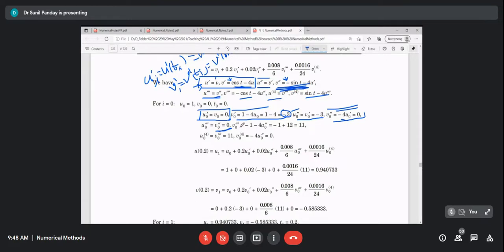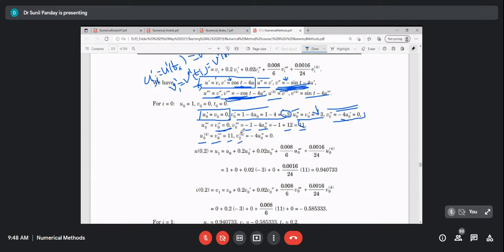Now v naught triple dash is actually equal to this one, and then we substitute here t equal to 0, so you will get a cos of 0 minus 1 minus 4 of u double dash 0, and u double dash of 0 equal to minus 3, so minus 4 into minus 3 plus 12, and finally 11. And then the u fourth derivative at 0 equals v naught triple dash at 0, v naught triple dash is 11, so this is 11.